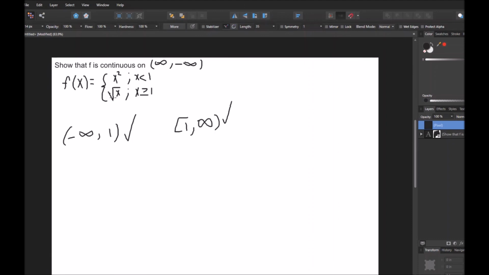So now we just need to make sure that these are the same values at 1. So at x equals 1, 1 squared is 1, and the square root of 1 is 1. So they're both equal to 1. So that's how you show that f of x is continuous from negative infinity to infinity.